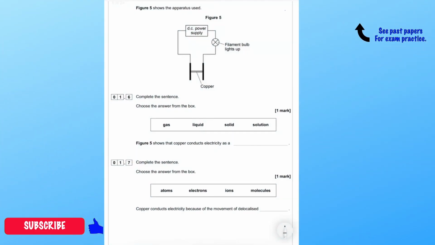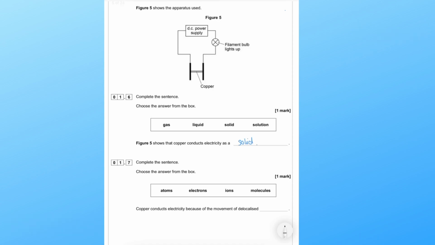Figure 5 shows apparatus used for electrolysis. Complete the sentence. Choose the answer from the box below. So Figure 5 shows that copper conducts electricity as a solid. Complete the sentence. Choose the answer from the box. Copper conducts electricity because of the movement of delocalized electrons.